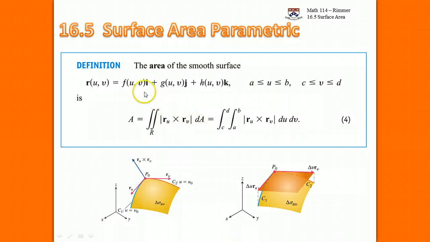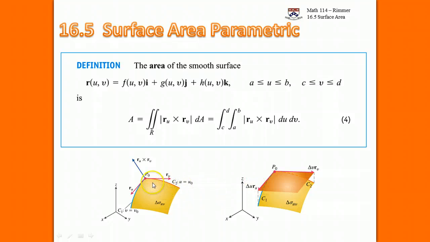What you do is you take the u partial derivative of that vector function and cross it with the v partial derivative of that vector function. That gives you a vector, and then you take the magnitude of that vector, and that gives you a function. Then you integrate that function over the rectangular region where u's go between a and b and v's go between c and d.